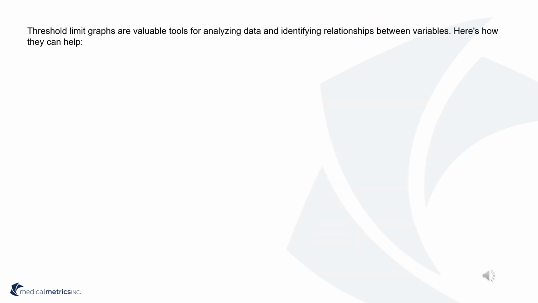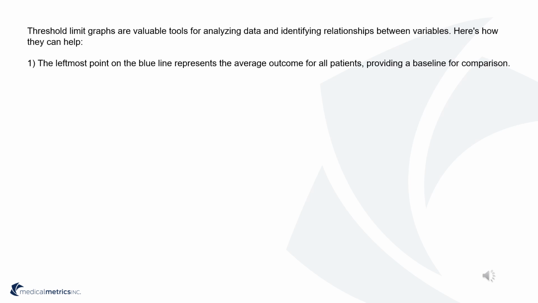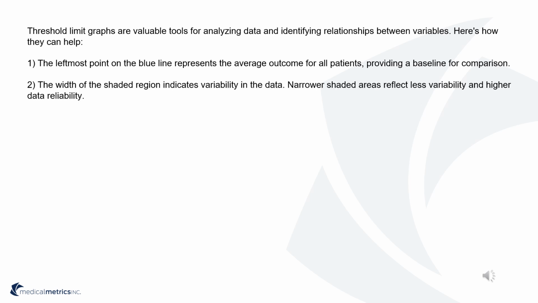Threshold limit graphs are valuable tools for analyzing data and identifying relationships between variables. Here's how they can help. 1. The leftmost point on the blue line represents the average outcome for all patients, providing a baseline for comparison. 2. The width of the shaded region indicates variability in the data. Narrower shaded areas reflect less variability and higher data reliability.